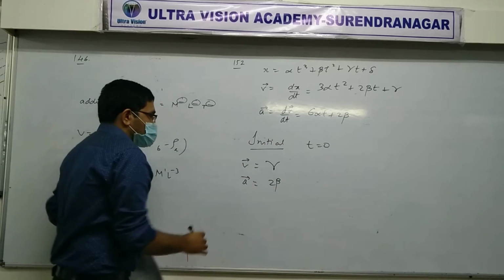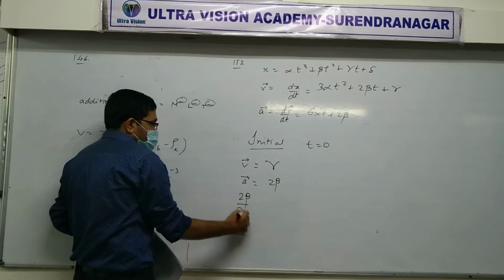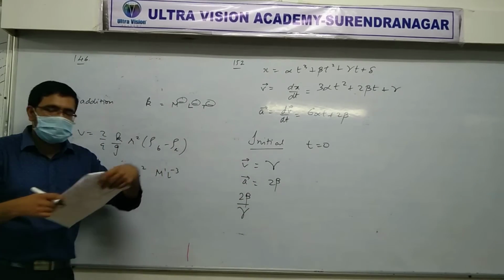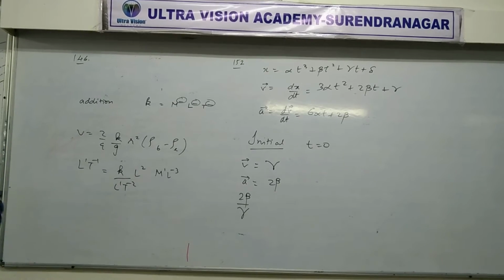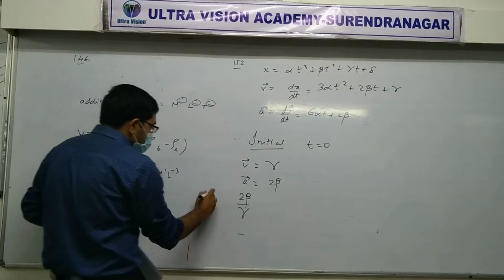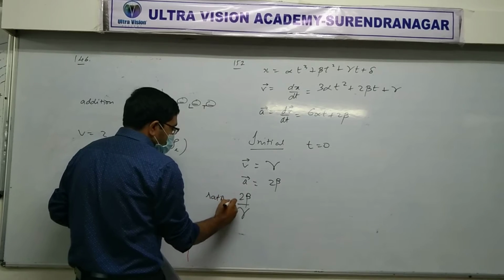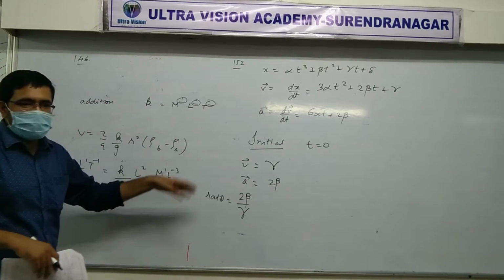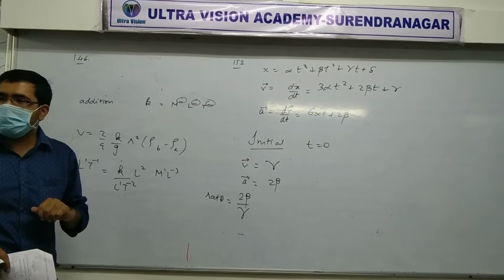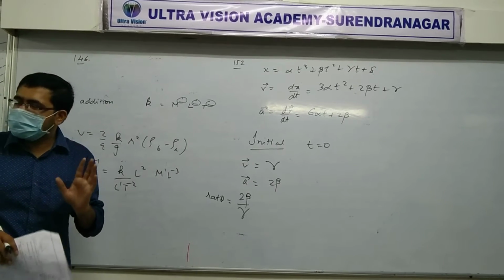We have to find their ratio. So their ratio would be 2 beta upon gamma, the ratio of initial acceleration to initial velocity. So 2 beta upon gamma. This ratio depends on what? Does it depend on alpha? No, it depends on beta and gamma. Understood?